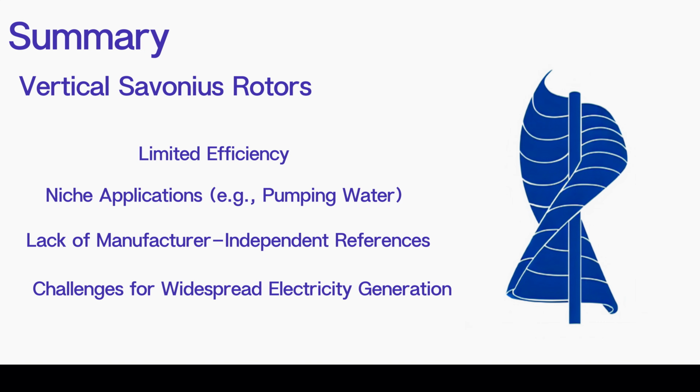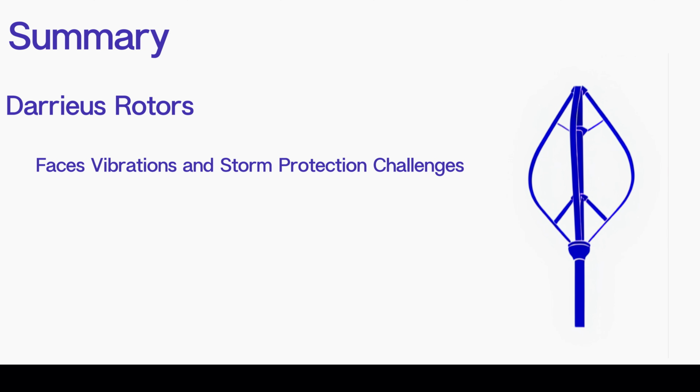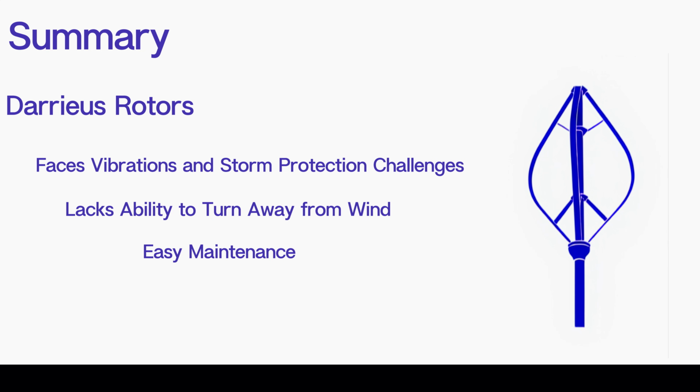Similarly, Darrieus rotors, distinguished by lift efficiency, face challenges related to pronounced vibrations and difficulties in storm protection. The limited ability to turn a vertical wind turbine out of the wind, a feature found in horizontal counterparts, further complicates their use. Despite these challenges, both vertical designs share the advantage of easy maintenance, with machine components conveniently located on the ground. The aesthetically pleasing designs of many Darrieus rotors contribute to their positive reception in certain settings.